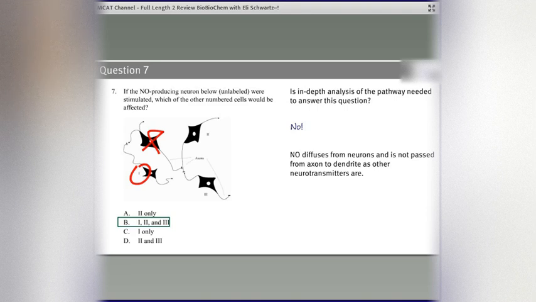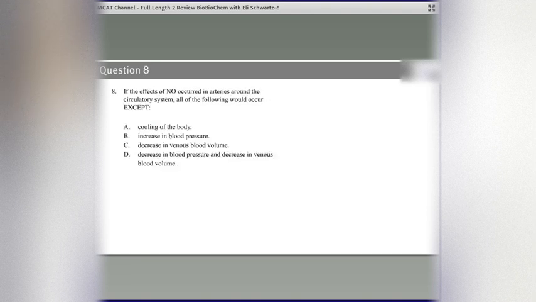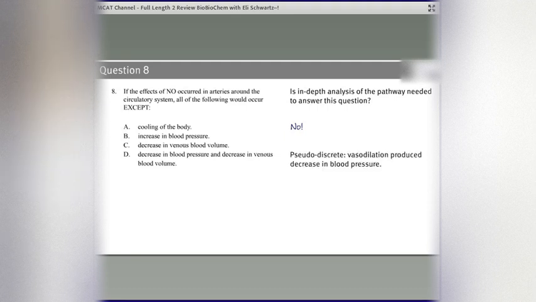Nicely done. Let's do a couple more just to get a chance to really lock in some of that conceptual knowledge from this nitric oxide one. If it's affecting the arteries around the circulatory system, what would happen? Well, first of all, this is a question where we don't really need the pathway. It's sort of a pseudo-discrete. Nitric oxide affects the arteries. Remind me, does that vasodilate or does that vasoconstrict? If you've got a lot of excess nitric oxide. Causes smooth muscles to relax. This is dilation. Absolutely, Christopher, Afshan, nicely done, Andrew.